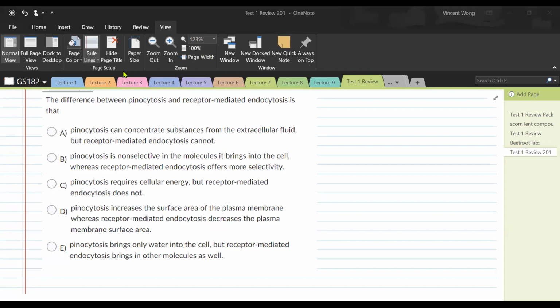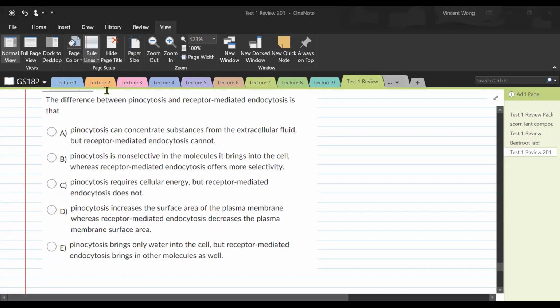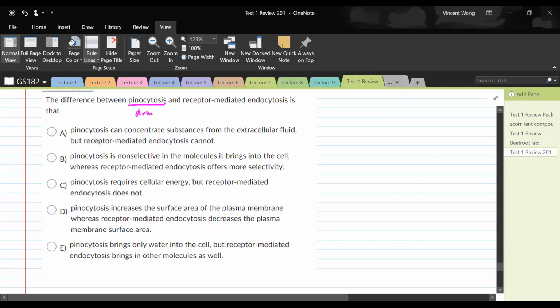All right, let's go through it. Pinocytosis, which is the drinking, right? And this one is the one where you have to match the receptor. So pinocytosis can concentrate substances from extracellular fluid, but receptor-mediated endocytosis cannot. Well, both of them are bringing things in, right? So it's not about concentrating it or not. So that is not the answer. Pinocytosis is non-selective in molecules it brings into the cell, right?